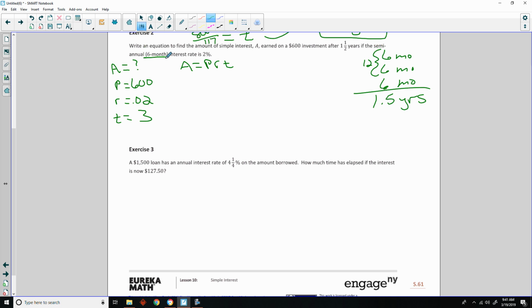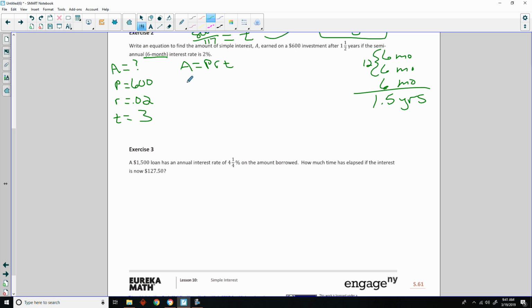Okay, hopefully that makes sense to you. We want to know how many intervals of this length of time are in a year and a half, and there's 3. In other words, the interest is going to be compounded 3 times in a year and a half.